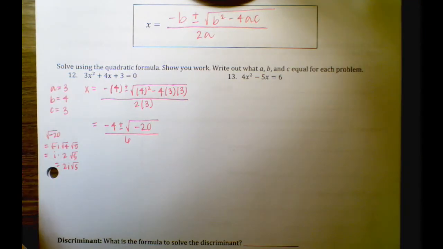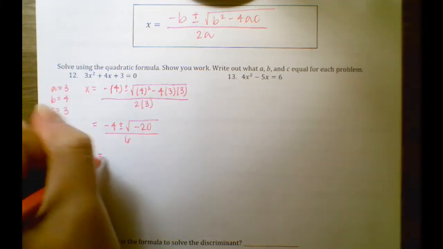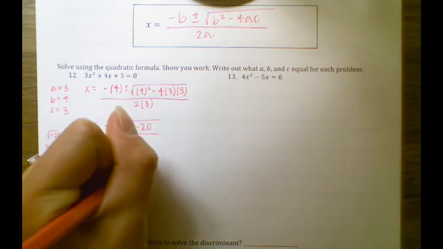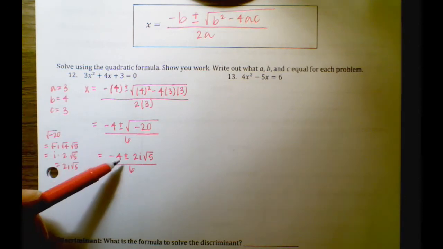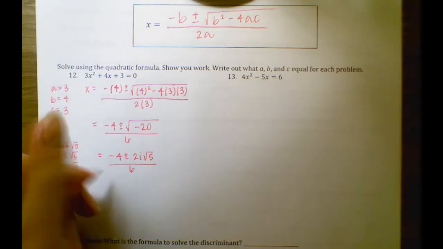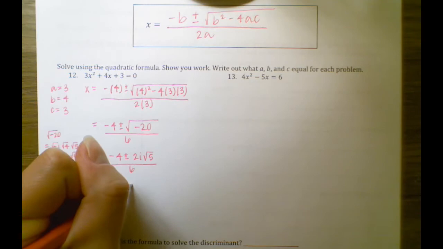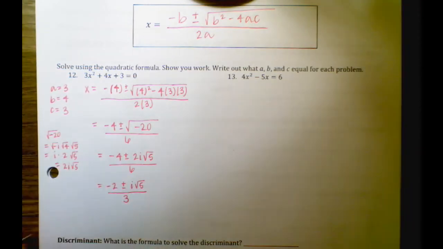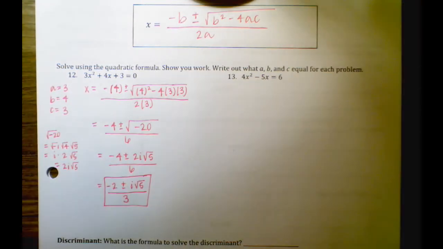Okay? So I'm going to replace that right here for this term. So I have negative 4 plus or minus 2i square root of 5, because that's what the square root of negative 20 is, all divided by 6. Now notice I can simplify 4, 2, and 6, those coefficients, all by 2. So this is really negative 2 plus or minus 2 divided by 2 is 1, so that's just i square root of 5. 6 divided by 2 is 3. Okay? Not too bad.